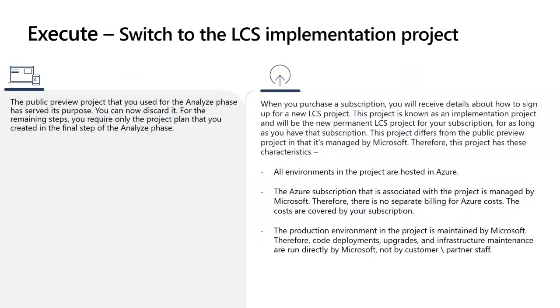First step in the execute phase is to switch to the LCS implementation project. The public preview project that you used for the analyze phase has served its purpose. You can now discard it. For the remaining steps, you require only the project plan that you created in the final steps of the analyze phase. When you purchase a subscription, you will receive details about how to sign up for a new LCS project. This project is known as an implementation project and will be the new permanent LCS project for your subscription for as long as you have that subscription.